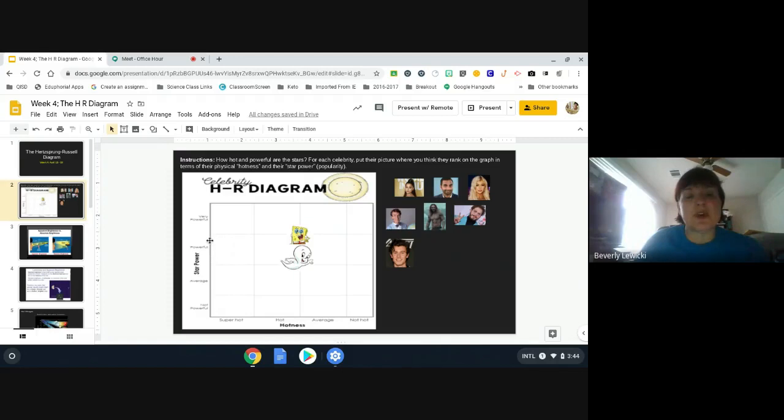Here's a little bit more as we go up. So I know he has more star power than Casper. So that is how you read this HR diagram, and that's what you will be doing with it.